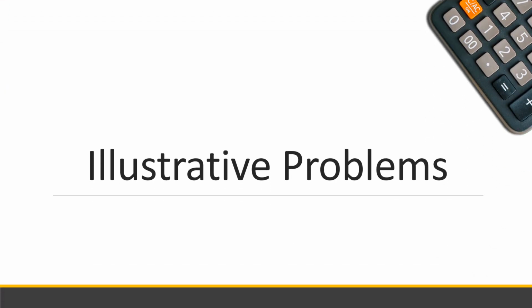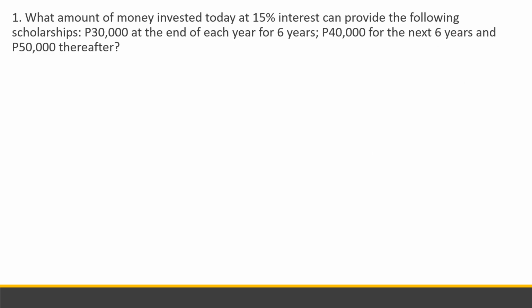Okay, so for example, what amount of money invested today at 15% interest can provide the following scholarships? 30,000 at the end of each year for 6 years, 40,000 for the next 6 years, and 50,000 thereafter, or after 12 years, 50,000 na every year indefinitely. Okay, so we'll first draw our cash flow diagram.